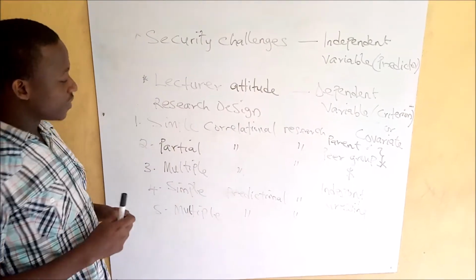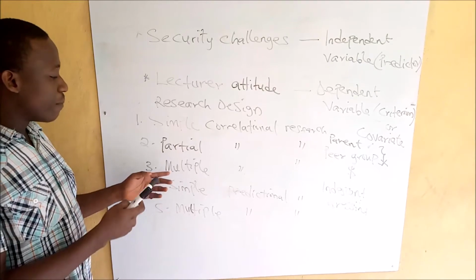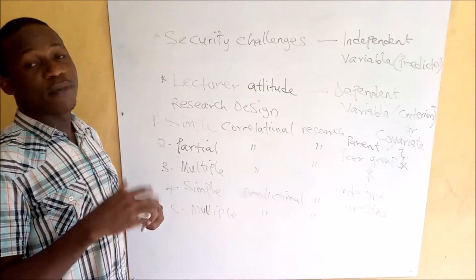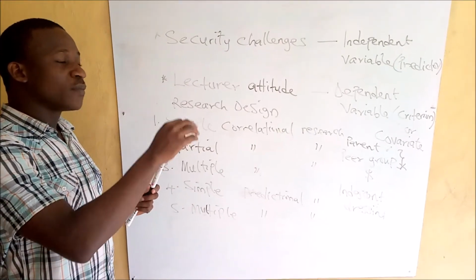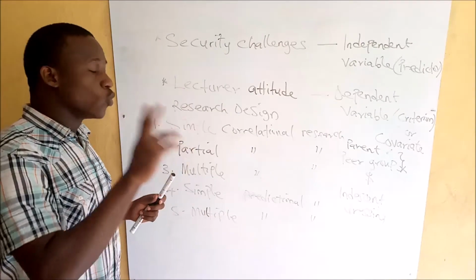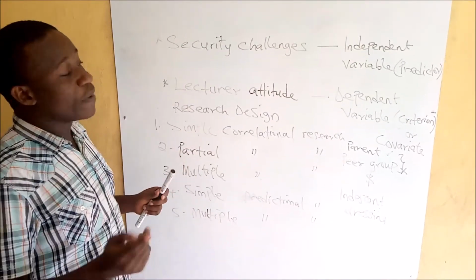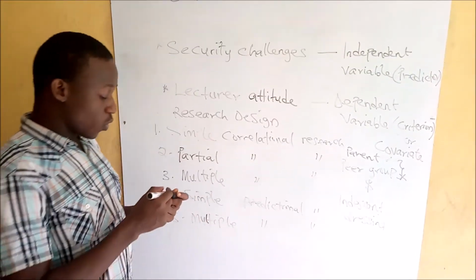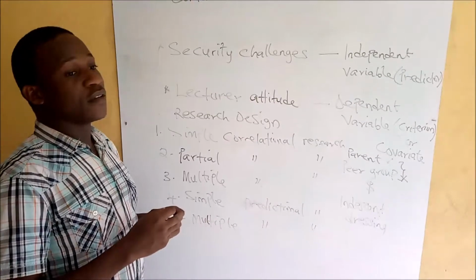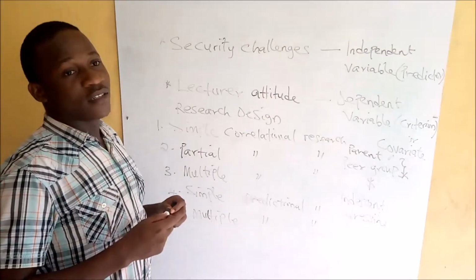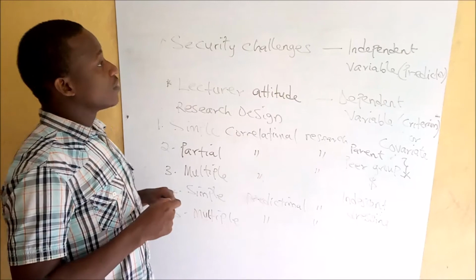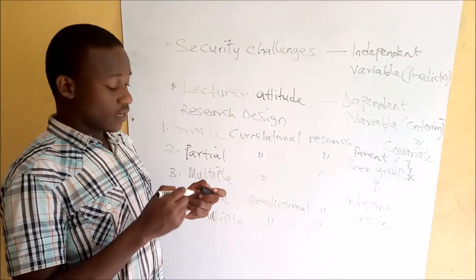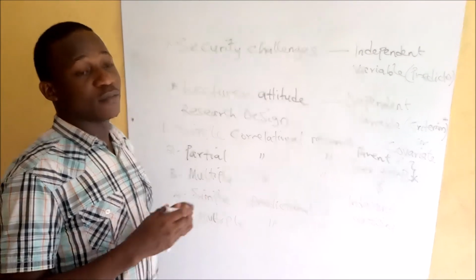Multiple correlational research design. The multiple correlation, as the name implies, multiple, meaning you have many independent variables, trying to check the relationship between more than two independent variables and a dependent variable. For example, in an agricultural area, you want to check the relationship between poultry elements and the rate of eggs laid, maybe by a layer.